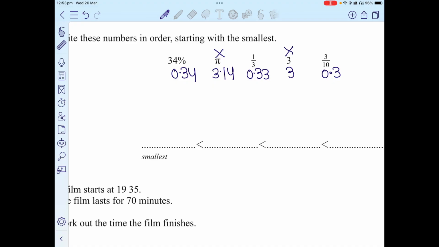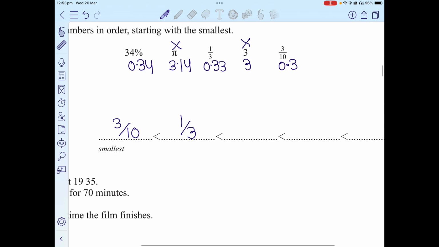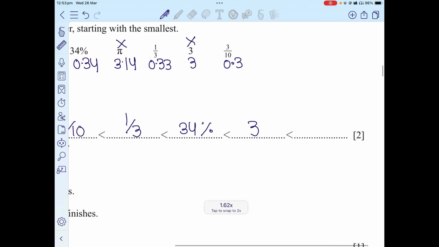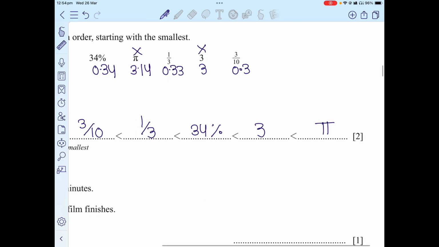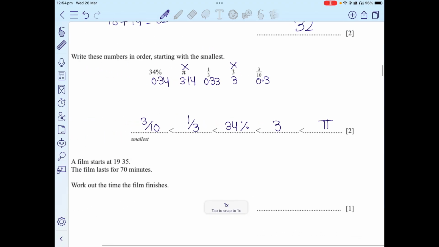So obviously it will be 3 over 10, because 1 over 3 is greater, as it is 0.33, and 34% is also greater. So the starting number would be 3 over 10 because that's 0.3. Then you have 1 over 3, which would be 0.33, and then 34%, which is 0.34. Then you have the number 3, and then the number which is basically pi. So the correct answer is 3 over 10, 1 over 3, 34%, 3 and pi.